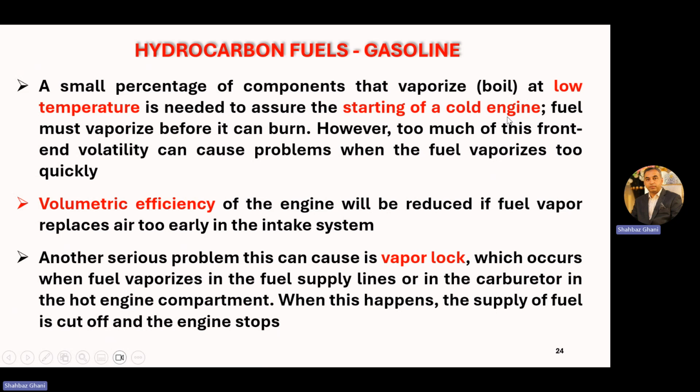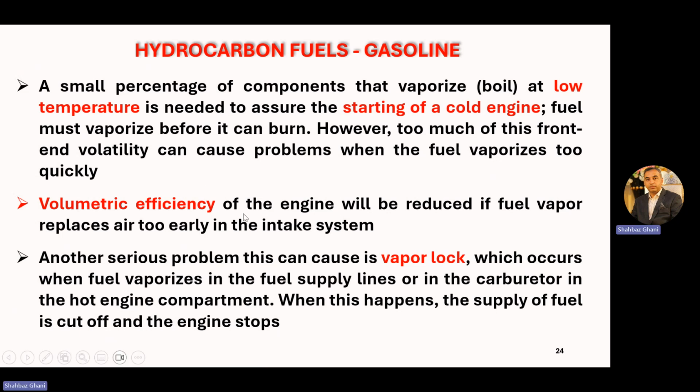So in an oil, we must have the combination of different molecular weights. Why? A smaller percentage of components that vaporize at low temperature is needed to assure the starting of a cold engine. Fuel must vaporize before it can burn. However, too much of this front end volatility can cause problems when the fuel vaporizes too quickly. But remember, your fuel should not have so much of the smaller component that it vaporizes too easily and too often, because then we will have a problem.